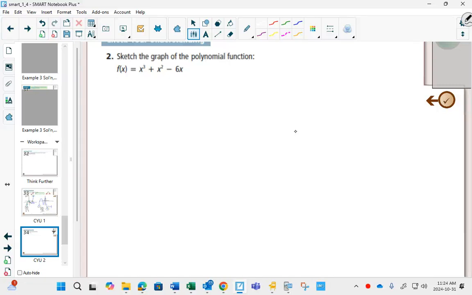So again, we're still going to use the end behavior. I see that it's odd, so I know that my end behavior looks like this. Our new strategy is going to be that we're going to find all of our x-intercepts and y-intercepts. And if we have our end behavior and all of our x-intercepts and y-intercepts, we'll get an even more accurate graph than we would with just a table of values.